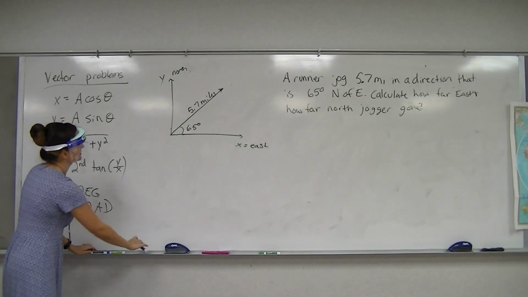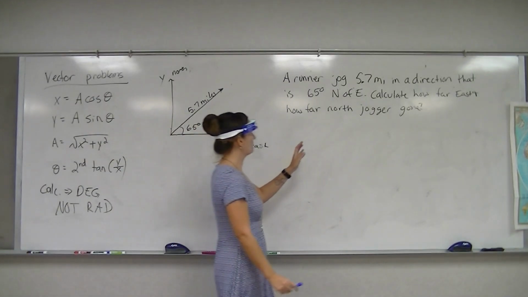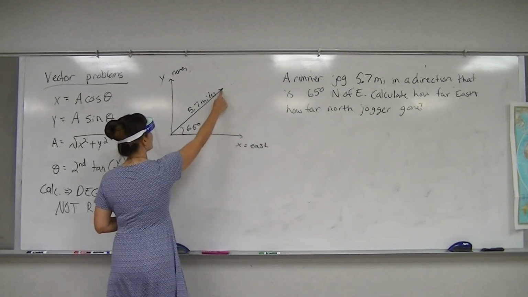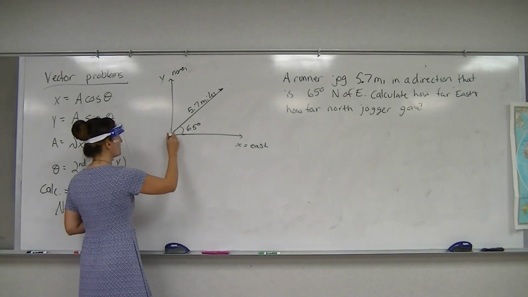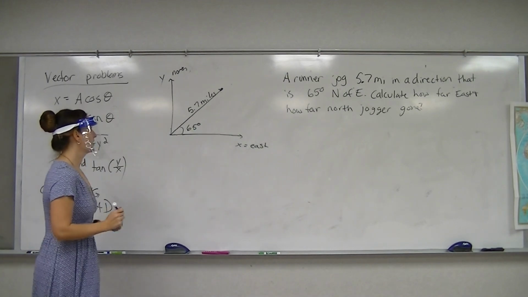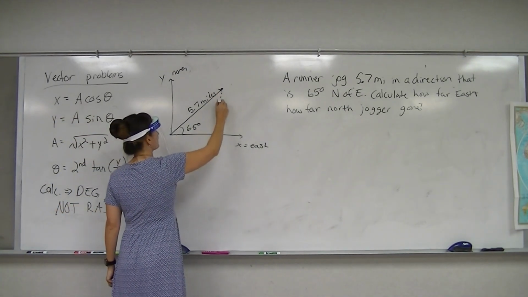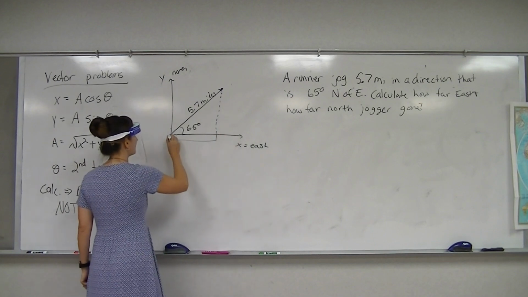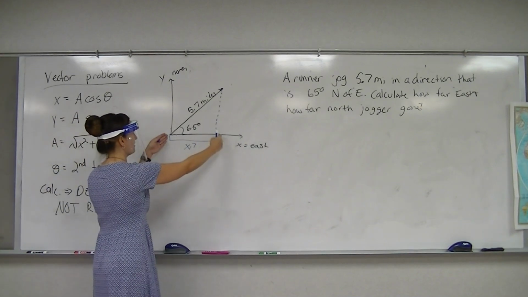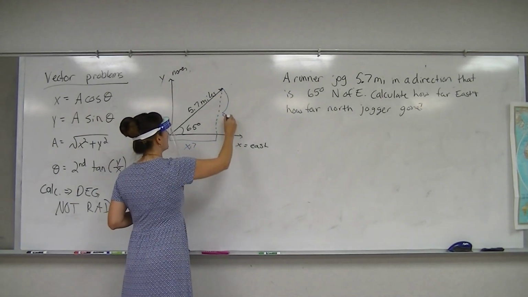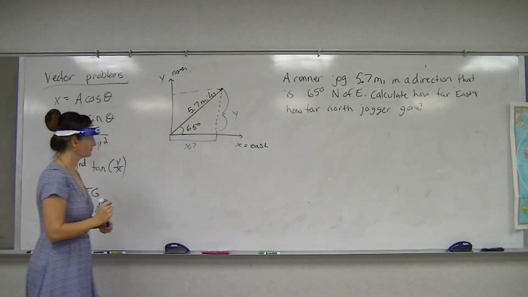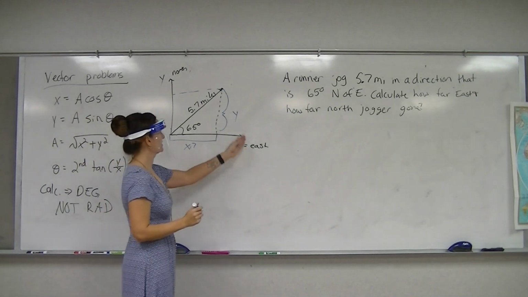So what are they asking me to solve for? Okay? They want me to solve for the X and Y components, the east and north components. So they're saying this is where the person stopped. They started here at the origin, 0, 0. They ran 5.7 miles, 65 degrees north of east, and they stopped there. So what we're going to calculate is how far in the X direction did they go? So this distance here, and then how far in the Y direction did they go? This distance along the Y-axis, right? X being east, Y being north.